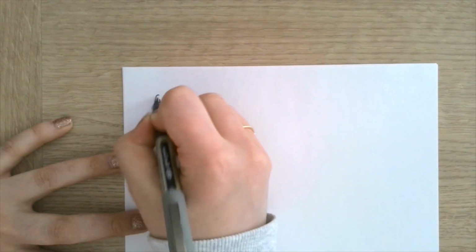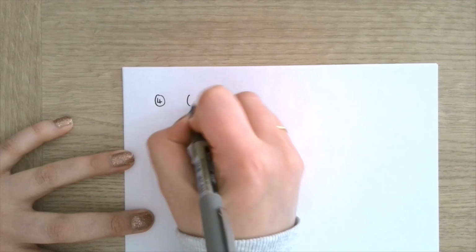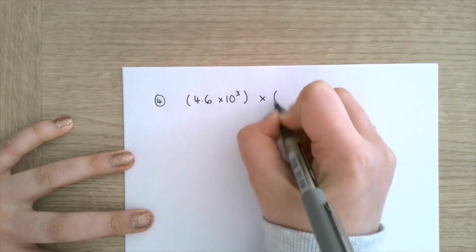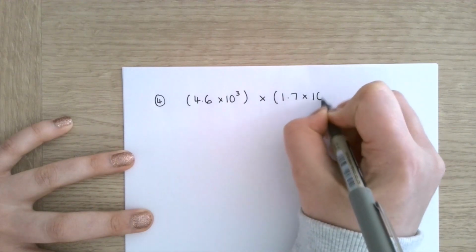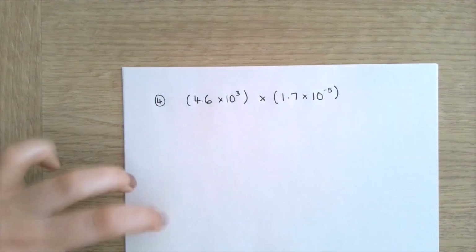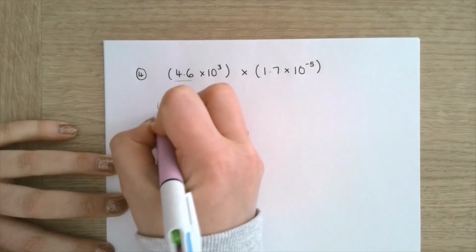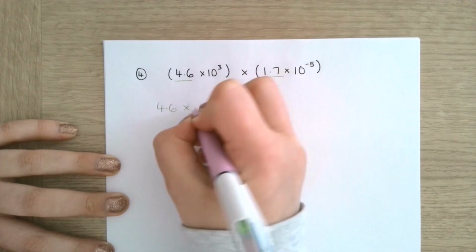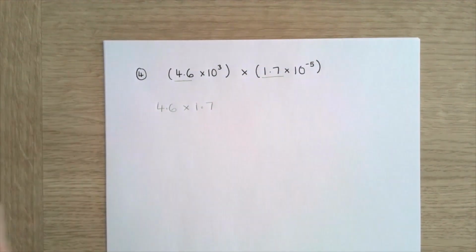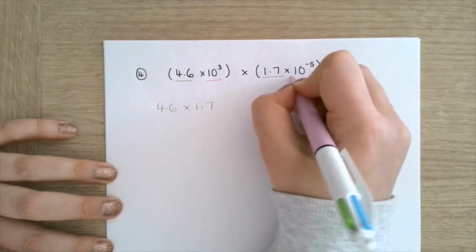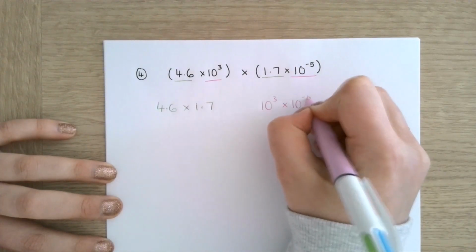Example 4 is 4.6 times 10 to the power of 3 multiplied by 1.7 times 10 to the power of minus 5. Again, just an example that's got brackets in. It works exactly the same way. So I'm going to do 4.6 multiplied by 1.7, and I'm going to do 10 to the power of 3 multiplied by 10 to the power of minus 5.